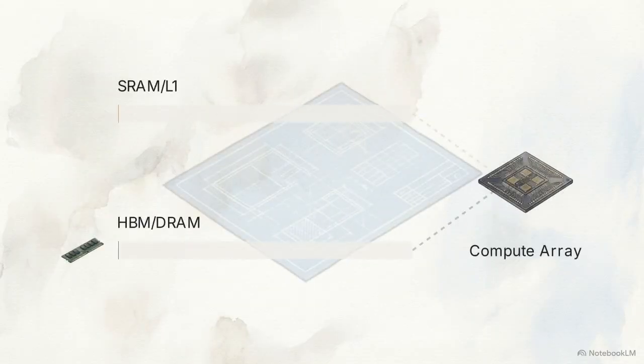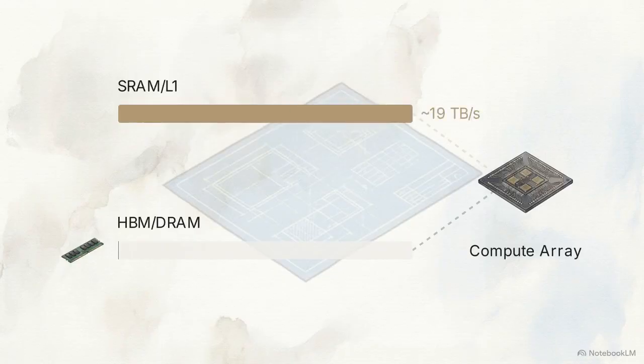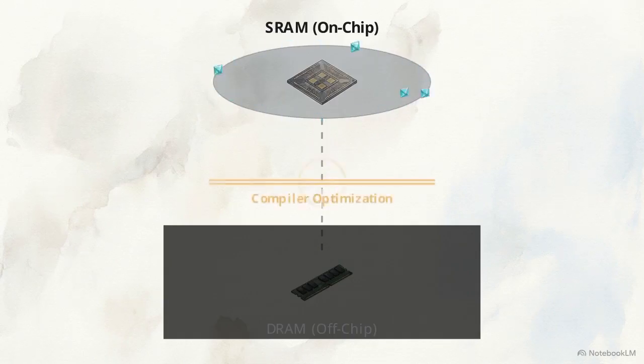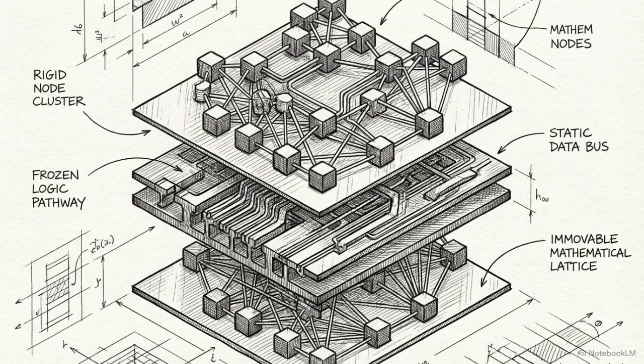This data shows the bandwidth disparity. On-chip SRAM operates at 19 terabytes per second. Off-chip DRAM operates at 2 terabytes per second. Because of this 10x gap, the compute arrays sit idle, waiting for weights to travel across the bus. This is the memory wall. Every major compiler optimization in AI deployment exists for one specific purpose: to keep data inside the SRAM and avoid touching the DRAM.